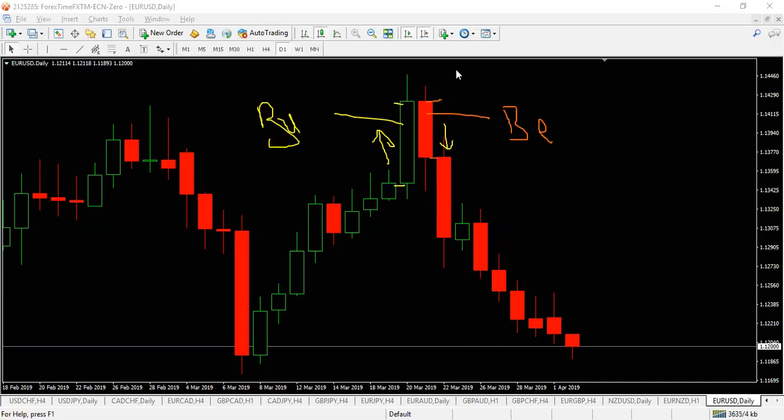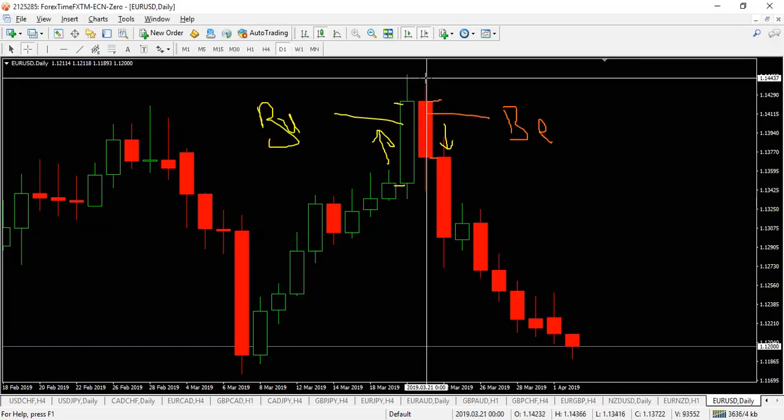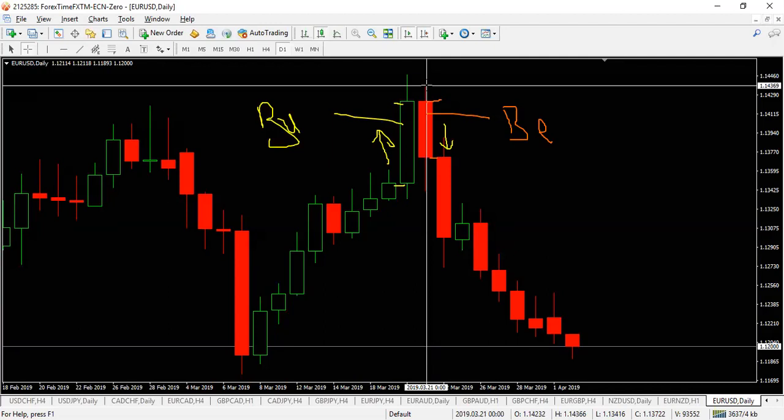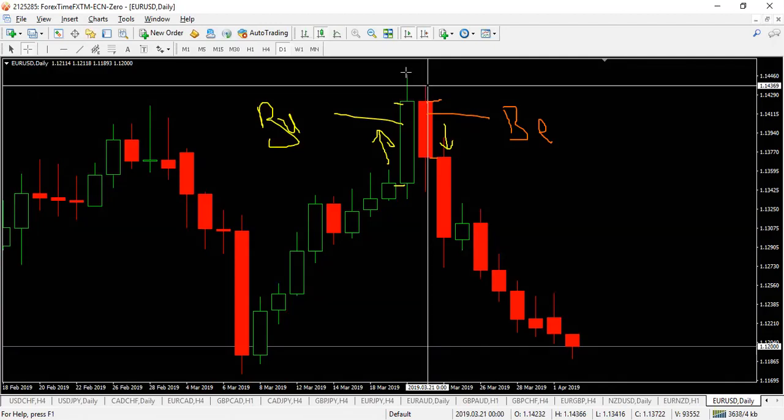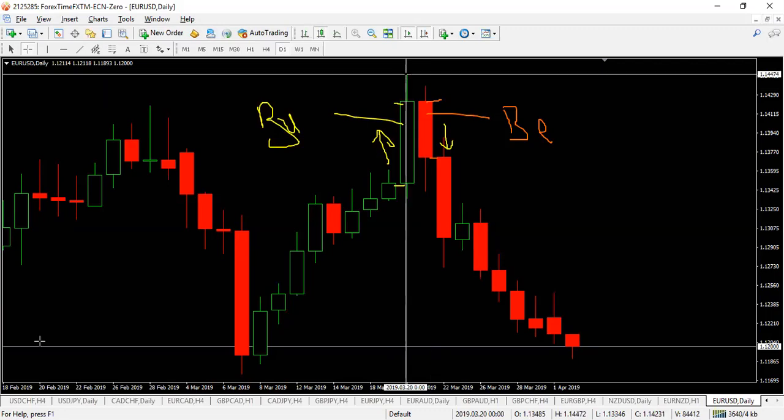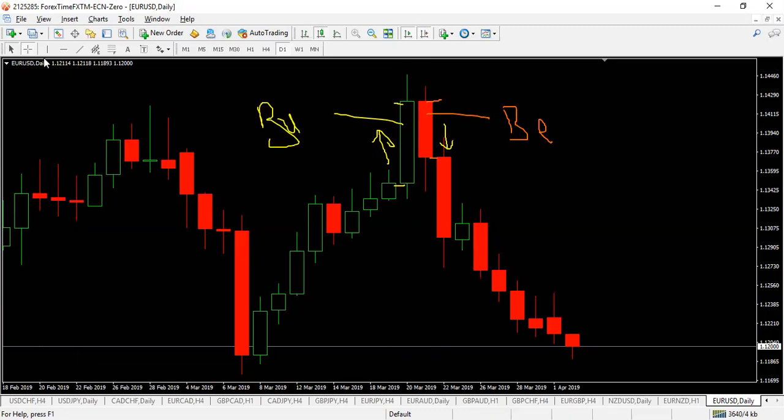So the information is very clear. On this bear candle, we still have the high, which is the normal high. Back to this, this is the high value.